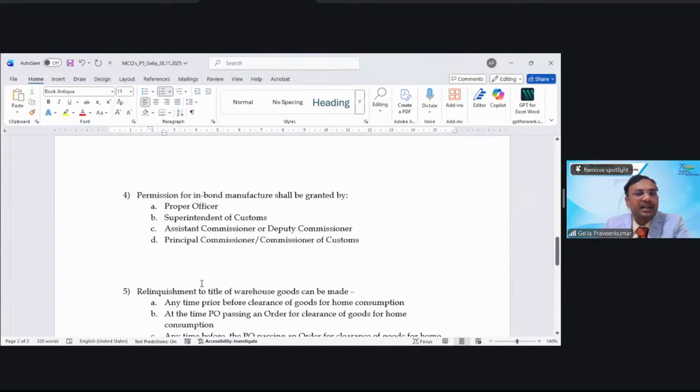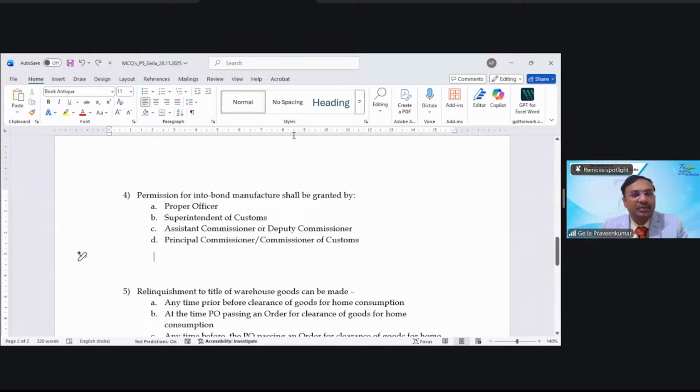Then fourth question. Permission for into bond manufacture shall be granted by: A, proper officer; B, superintendent of customs; C, assistant commissioner or deputy commissioner; D, principal commissioner or commissioner of customs. This becomes a little tricky. Think and give answer.